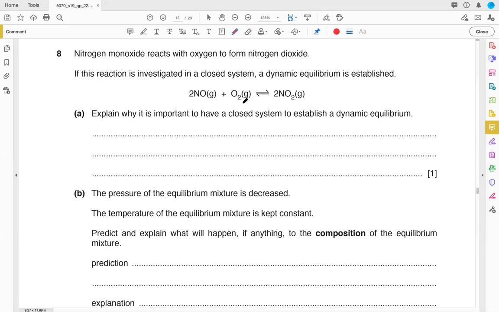All right. This is an equilibrium, dynamic equilibrium. They sometimes ask you to define dynamic equilibrium. So just remember that it is when the rate of forward reaction is the same as the rate of backward reaction. The rate word is really important there. All right, explain why it is important to have a closed system to establish a dynamic equilibrium. The thing is, if you don't have a closed system, what's going to happen? The reactants and products, whatever you have in there, they will escape. Simple.